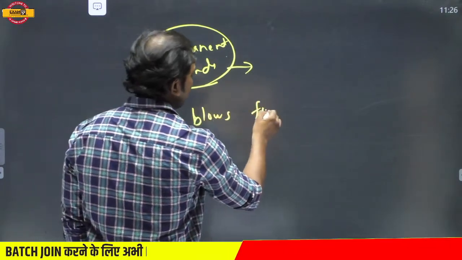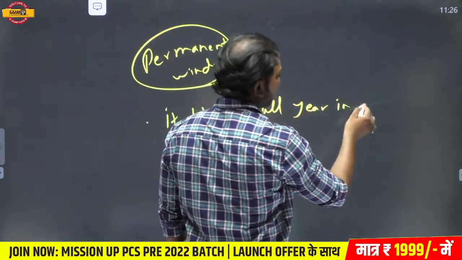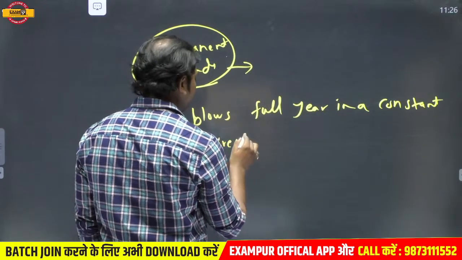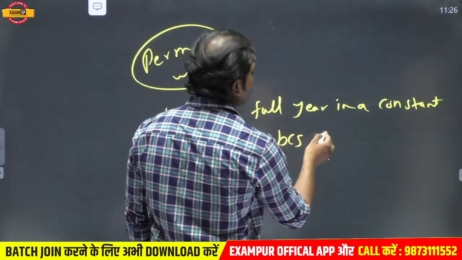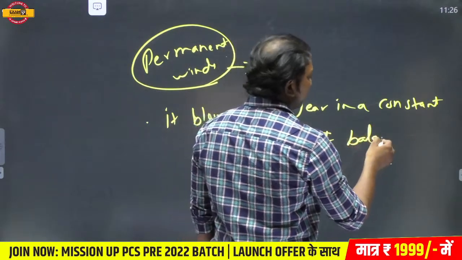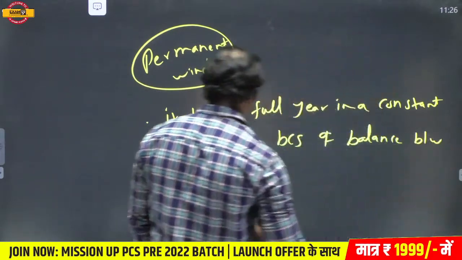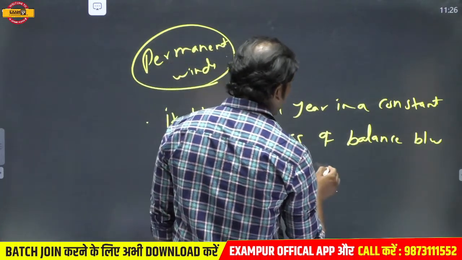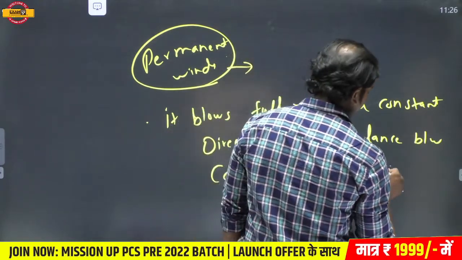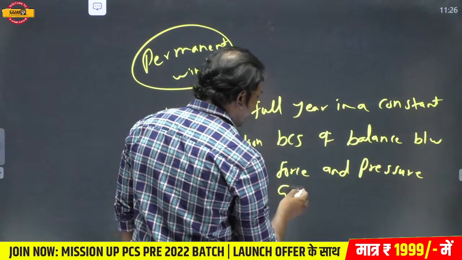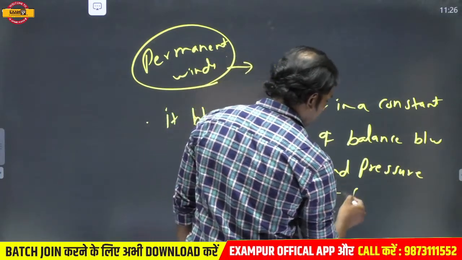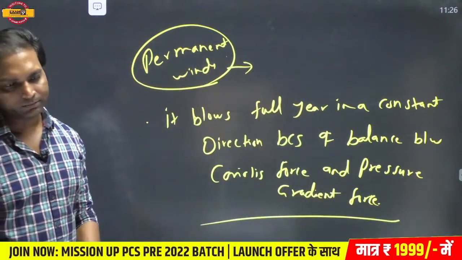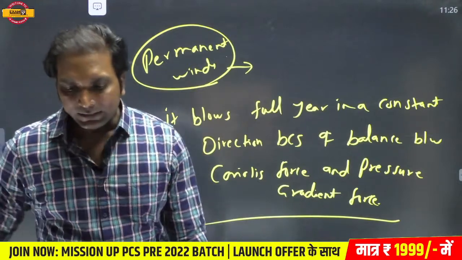it blows full year in a constant direction, because of balance between Coriolis force and pressure gradient force. Okay, Coriolis force and a pressure gradient force. Is it clear?